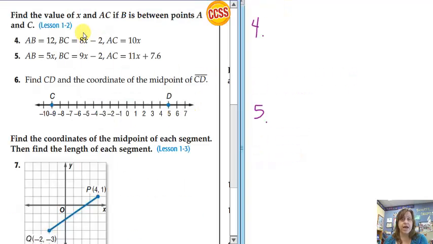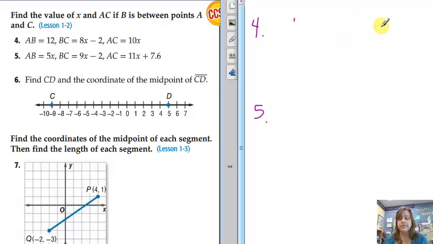Numbers 4 and 5. Find the value of x and the distance from A to C if point B is between points A and C. Of course we're going to need a picture. Let's diagram this out. We have 3 points. Let's draw the segment, and point B lies between points A and C, which means A and C are our endpoints, and point B is somewhere in between on that same segment.